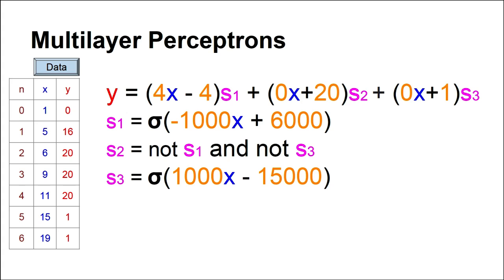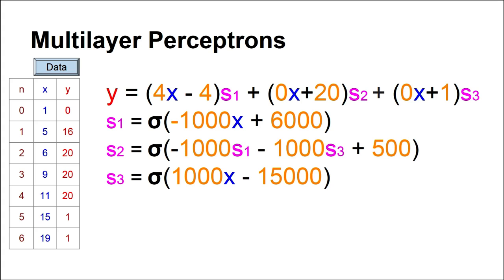So the way we can make this work is to say, for instance, minus 1000 S1 minus 1000 S3, so that the only way that S2 will be positive or have a big value is if both S1 and S3 are 0. If either one of them is not 0, then the value will be negative because the bias is 500.